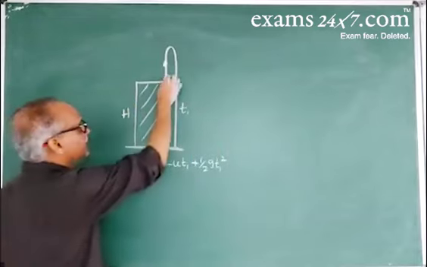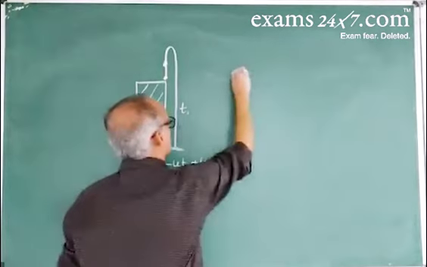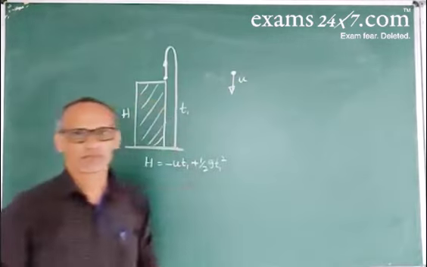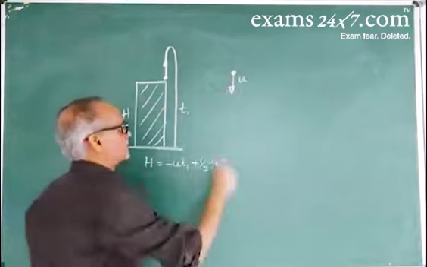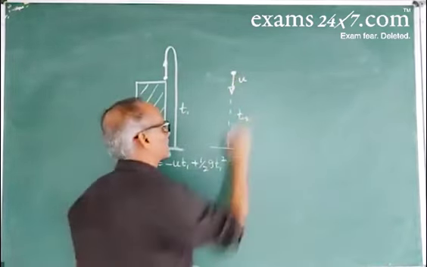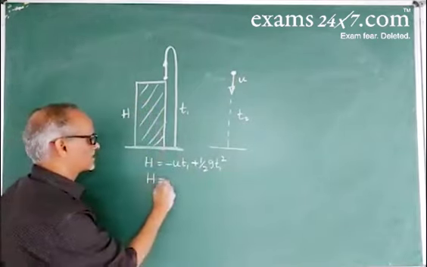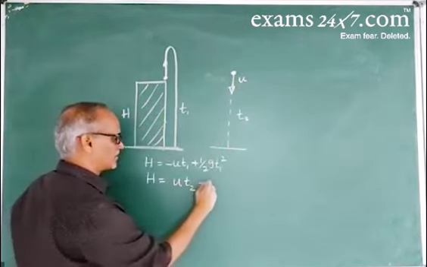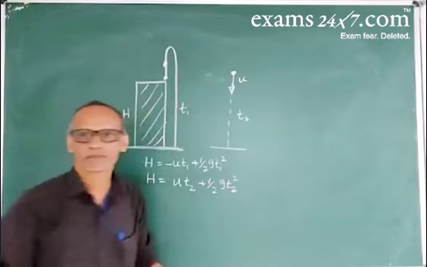Now from the same tower, another stone is thrown downward with the velocity u. It's thrown downward, not left free to fall, thrown downward with a velocity u, covering the same height. Let us take it takes a time t2. So then I can write h is equal to u t2 plus half g t2 squared.